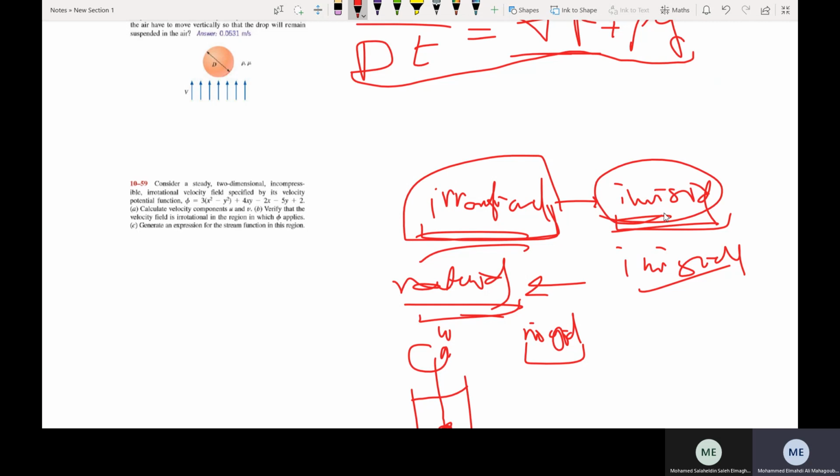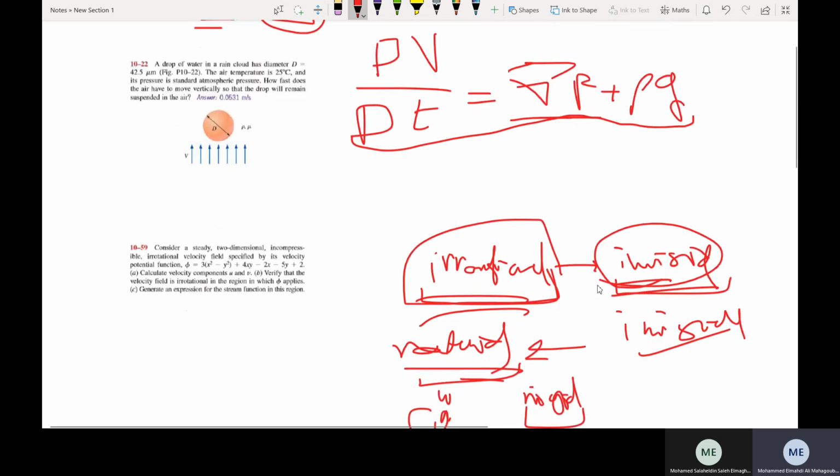So the first thing to know whether the flow is rotational or not is to compute the curl. Compute the curl of the flow, and if the curl is equal to 0, then the flow is irrotational, meaning that it is inviscid. So that's how we know that the flow is inviscid, and that's also why it is called the irrotational assumption.